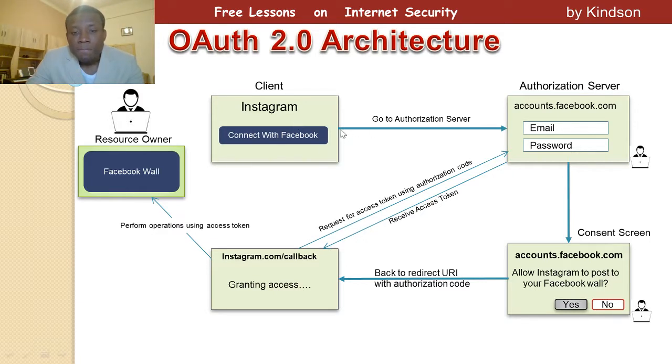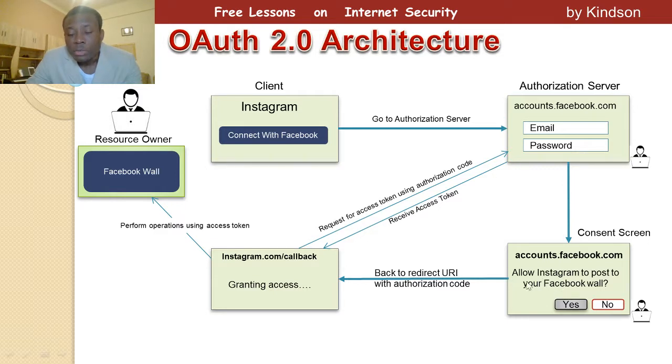So what happens is the request goes to Facebook's authorization server. Of course, you need to log into Facebook because Facebook will try to find out whether you will allow this application to access your data. So you get to the Facebook authorization server and you authenticate into Facebook, and then what comes next is a consent screen. The consent screen comes from the Facebook authorization server asking you, do you want to allow Instagram to post to your Facebook wall? Remember, this can be anything.